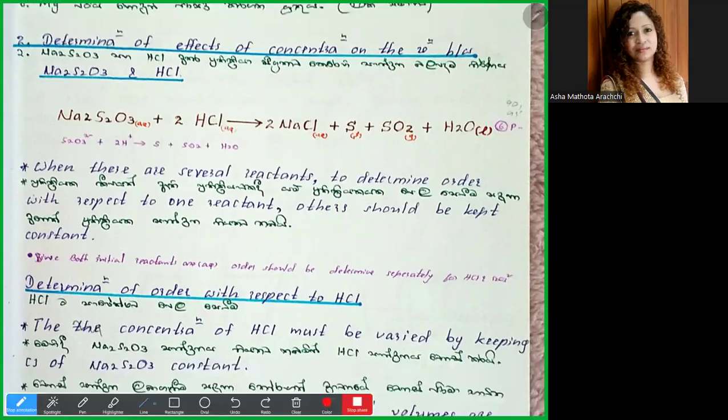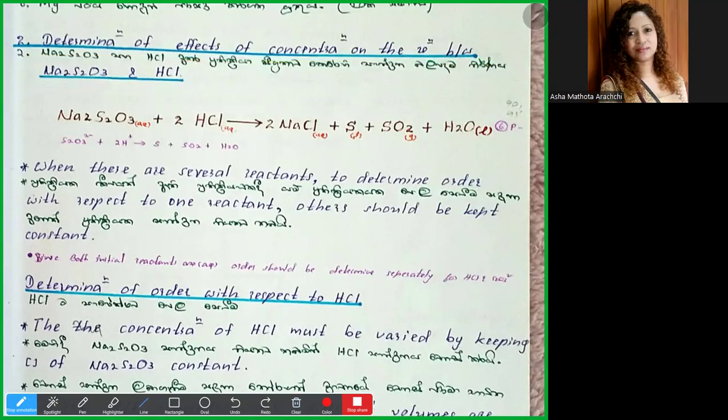Okay, topic number 2. Determination of effect of concentration on the reaction between, the first one was magnesium and H2SO4. So for the second one, sodium thiosulfate and HCl. Na2S2O3 and HCl.